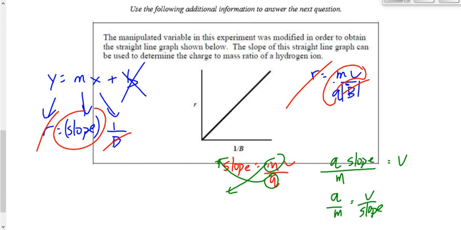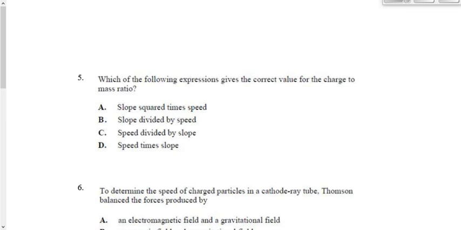Now let's go to our options here. Speed divided by the slope is our answer. How many people got that one? Okay, that's not bad. Hey, that's a tough one.